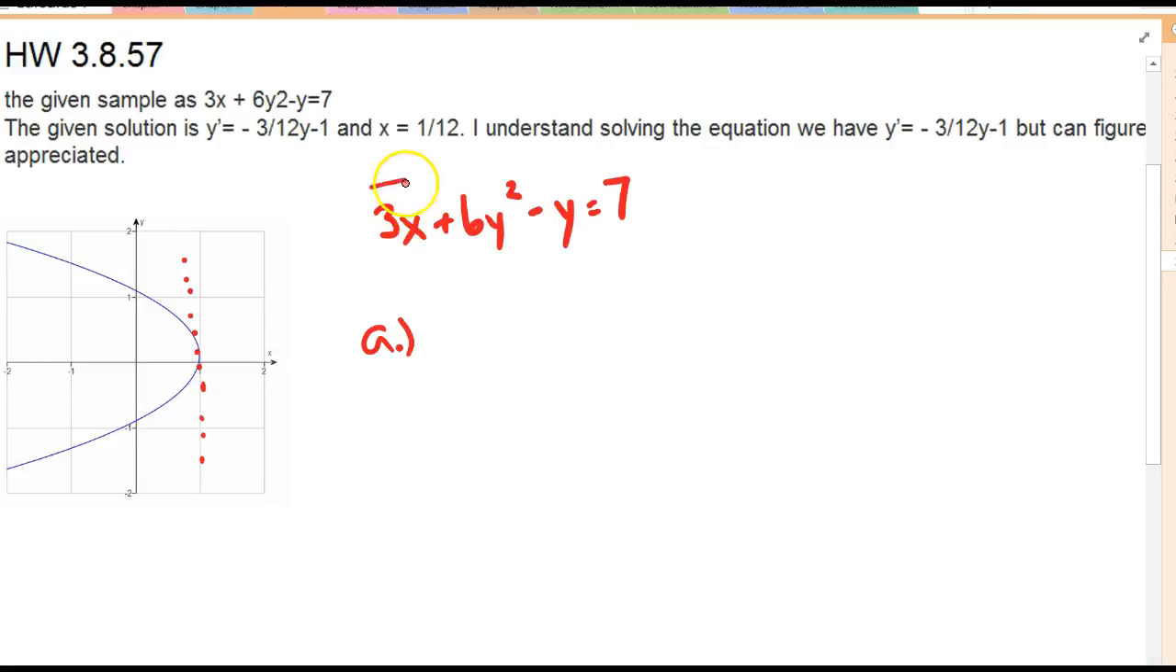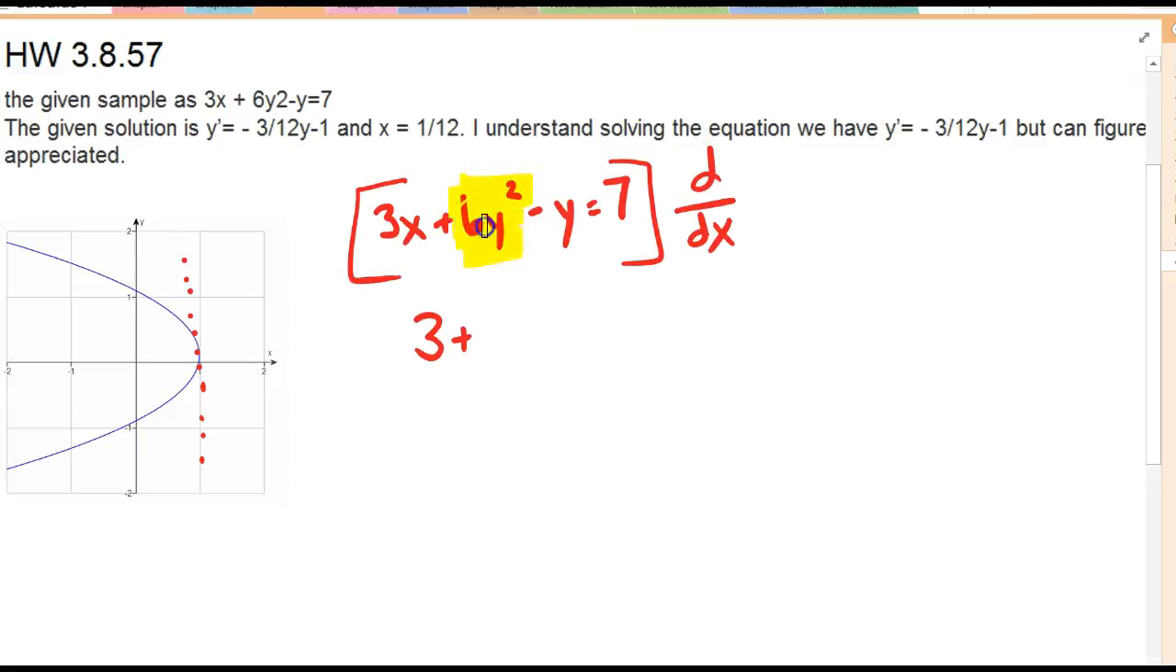We can see that in the algebra. When we differentiate this with respect to x, using implicit differentiation, we're treating y as a function of x. So differentiating x would be 1, but differentiating y, you have to be careful. The derivative of 3x is 3, plus when you differentiate this function, you have to be really careful because y is a function of x. So you would have 12y times dy over dx. That's an important step there. Minus dy over dx equals 0.